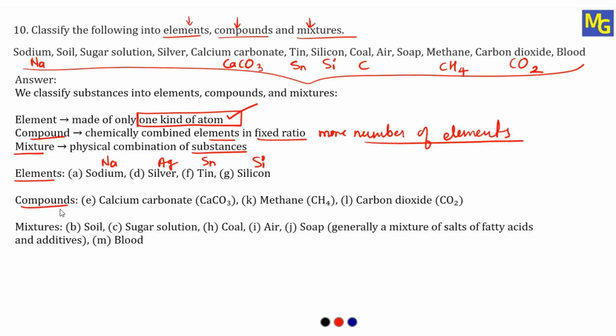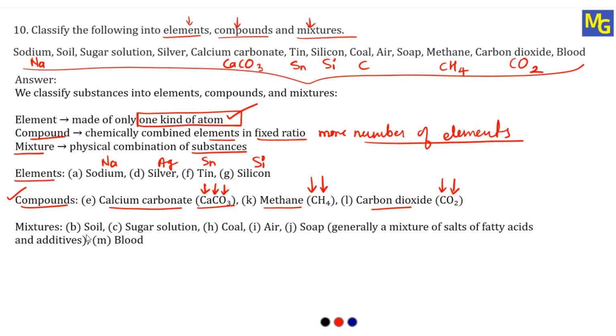Next come compounds. In compounds, we are going to mix 2 or more elements. See here, we can take calcium carbonate. Formula is CaCO3. Calcium carbonate is prepared by mixing calcium, carbon, and oxygen, so 3 elements are mixed. In methane, 2 elements are mixed, one is carbon, one is hydrogen. In carbon dioxide also two, one is carbon, one is oxygen. So when 2 or more elements are mixed, it will come under compound.